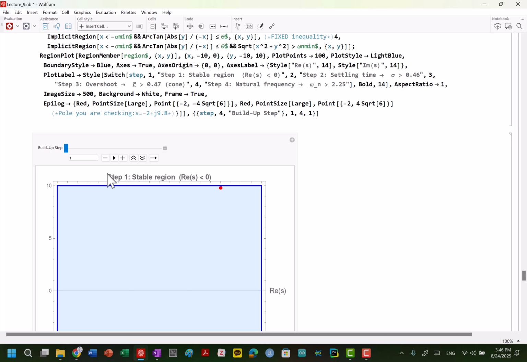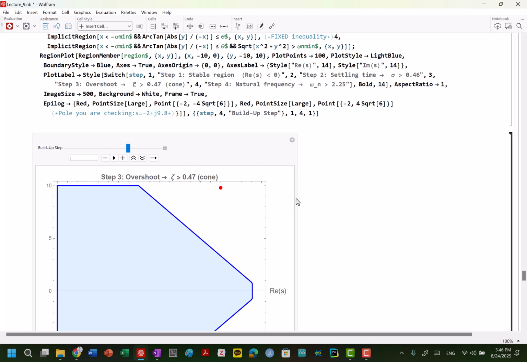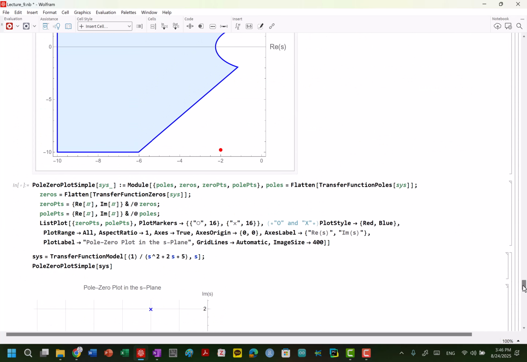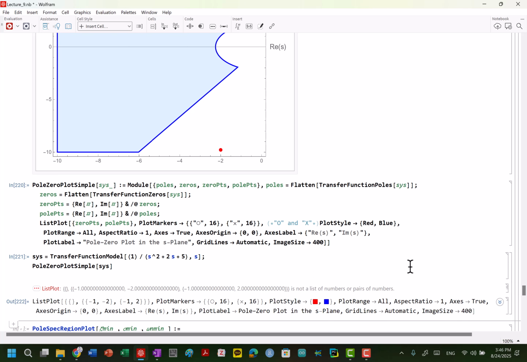See, step 1, I'm stable, so I'm okay. The red are my pole functions, and we've seen this before. Step 2, we're still okay, right to the left. Then it's going to go through, now overshoot, we failed, right? And now we can see the final allowable pole region. This is interesting, and I think it's really cool because it's a way we can visualize and look at the system and see how it has to respond.